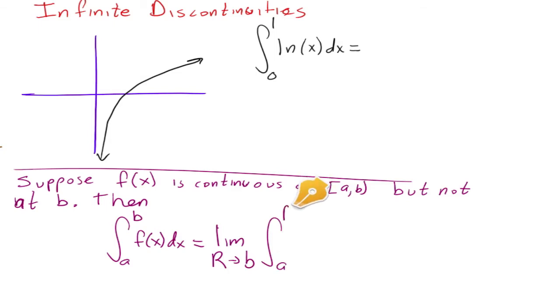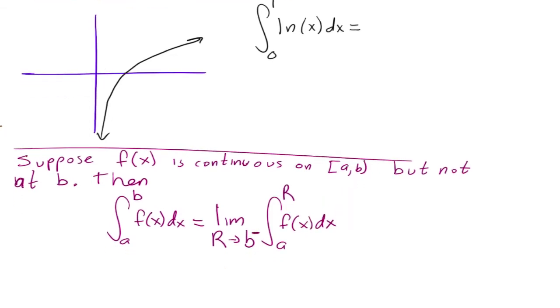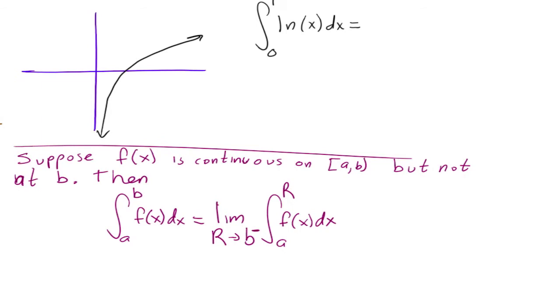From what direction would we approach b? If we're going from a to b, from the left side, right? So the limit as r approaches b from the left of the integral from a to r of f of x dx. And then the idea applies the same way if it's continuous from, well, let's write it down.